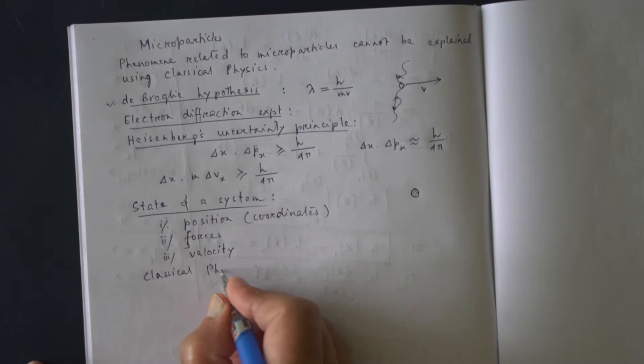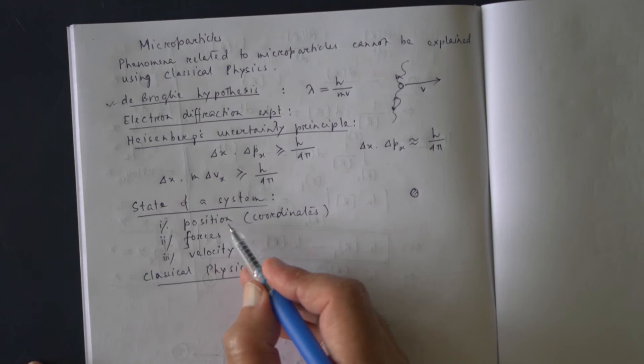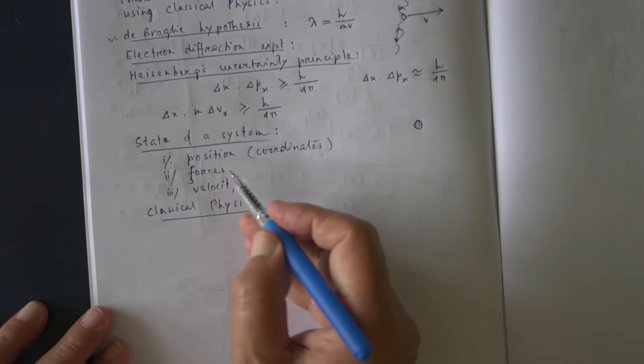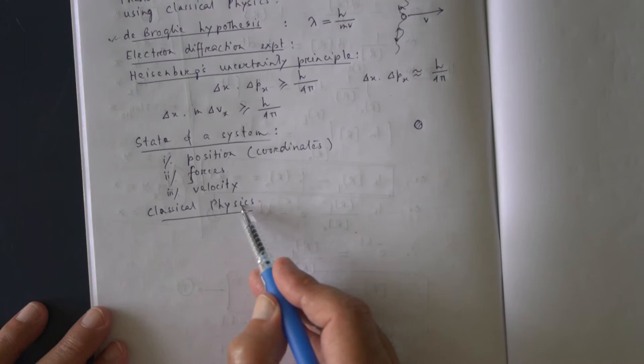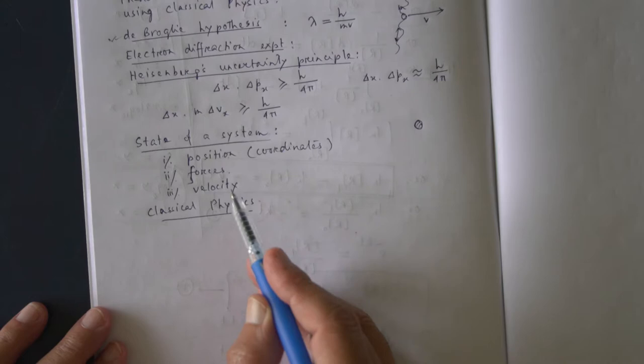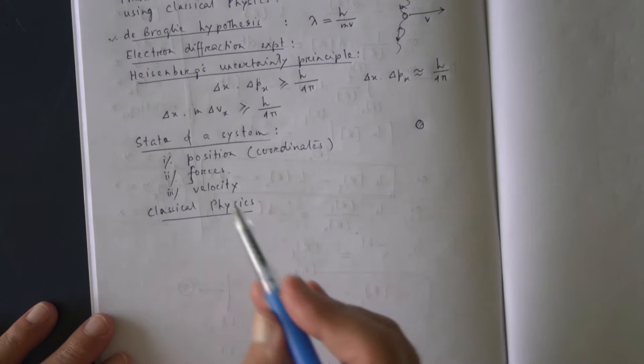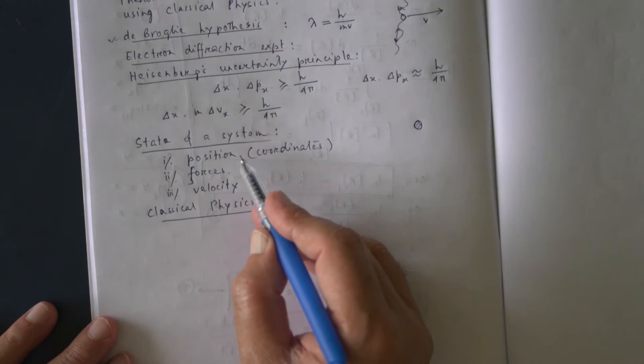Now, in case of classical physics, we know position accurately, there is no uncertainty. We know force accurately, again there is no uncertainty. We know velocity accurately, so there is no uncertainty. So in case of a classical particle, position is accurately known, force is accurately known, velocity of the particle is accurately known, so the state is accurately known.